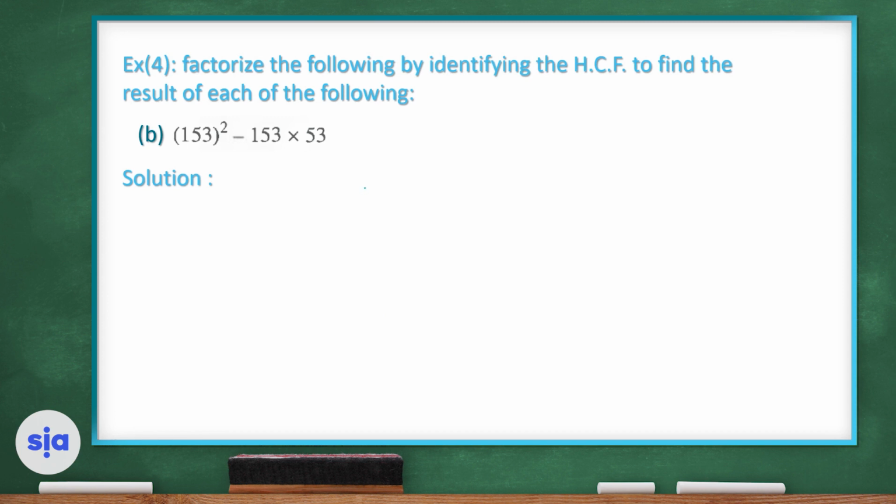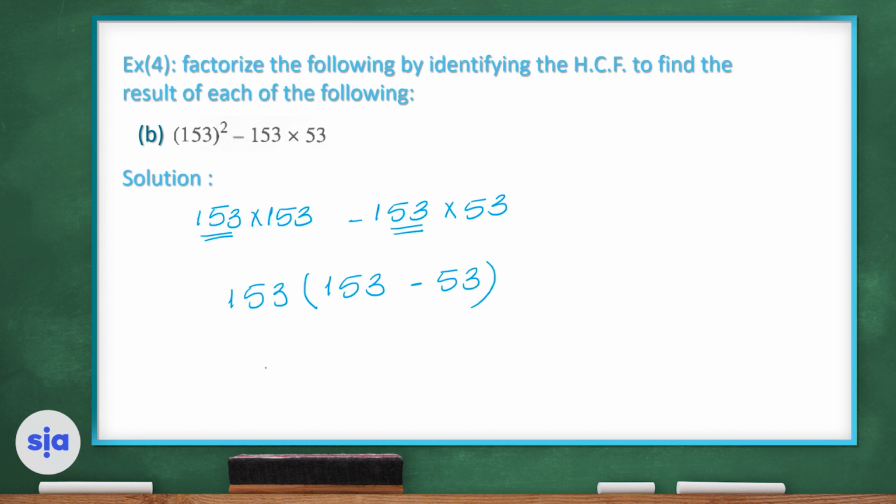Question 3b. 153 all squared minus 153 times 53. 153 all squared means 153 times 153 minus 153 times 53. Here is the HCF. So 153 multiplied by 153 minus 53. So it's 153 multiplied by 100. So the result is 15,300.